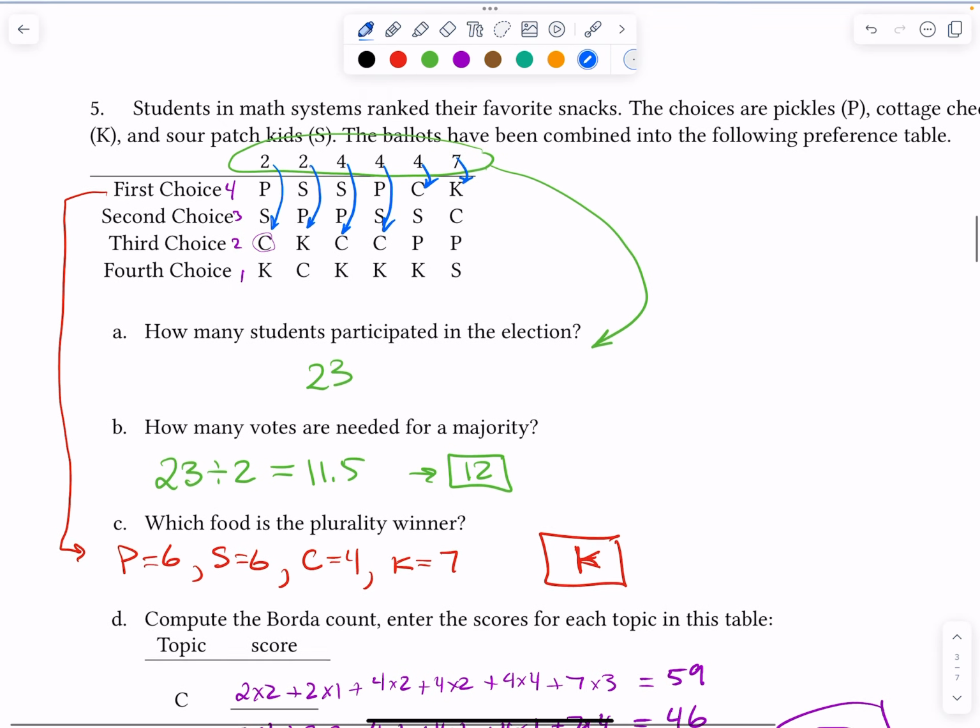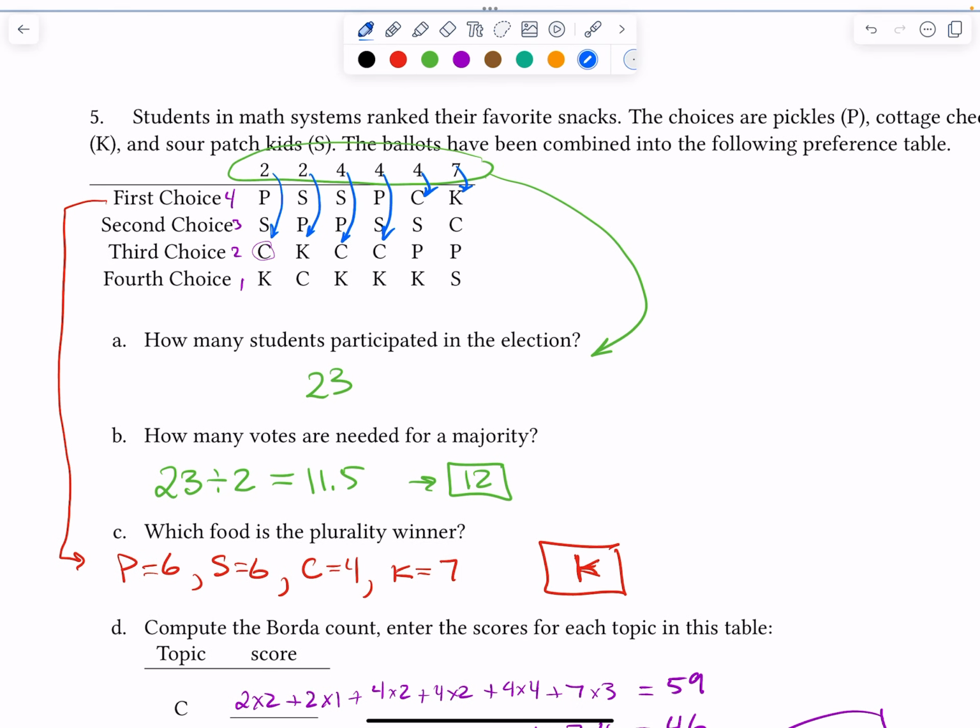Let's do C versus P. So here I'm just going to count up the P's first. So P gets 2 plus 2 plus 4 plus 4.